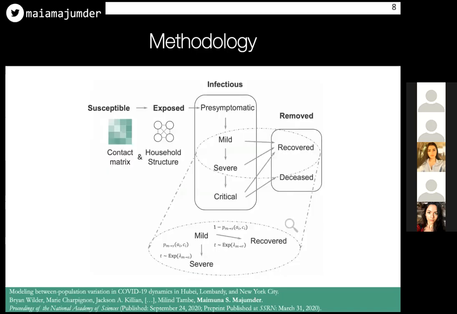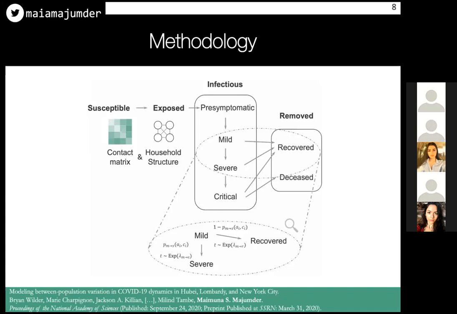To simulate epidemics in each of our populations of interest, we fed the agents for any given population through a susceptible, exposed, infectious, and removed, or SEIR style model, as is shown here. We used contact matrix data and household structure data specific to each population of interest to inform transitions from the susceptible state to the exposed state, and we further partitioned our infectious state into 4 categories: pre-symptomatic, mild, severe, and critical, each of which were also assigned a probability of transitioning to one of the 2 removed state categories, recovered or deceased.